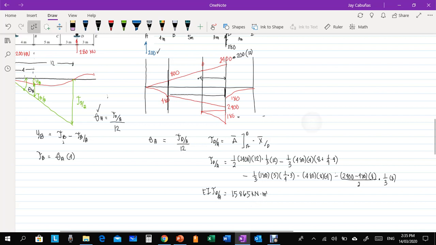So we have now the deflection at A, so we can now compute theta A. Theta A is equal to what? 15,865 kilonewton cubic meter over 12. So theta A is equal to 1322.08 kilonewton cubic meter over EI. Right, we got this answer last time when we did double integration.